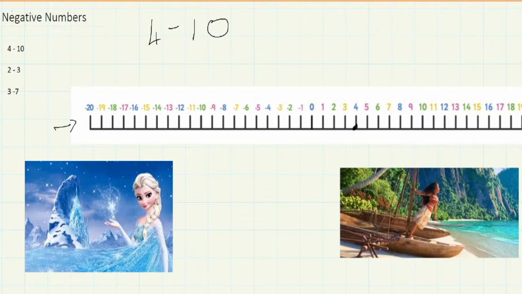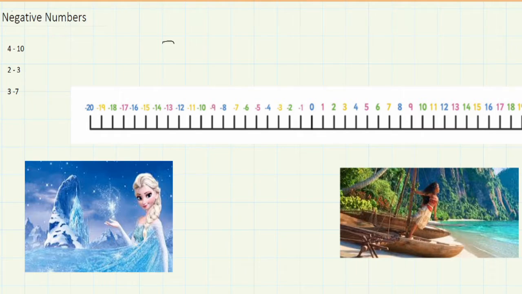Now how do we do that? We go into the negative numbers, which are the numbers that are less than 0, they go past 0. So we start at 4, and we're going to just take 10 jumps. We make sure we're jumping 10 times. 1, 2, 3, 4, 5, 6, 7, 8, 9, 10. So 4 take away 10 equals negative 6.